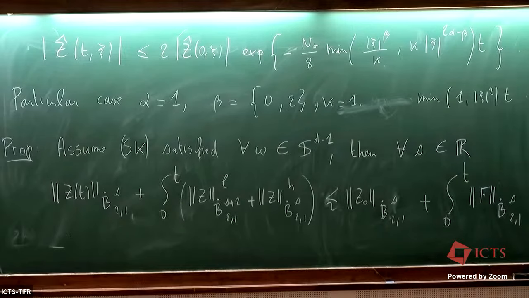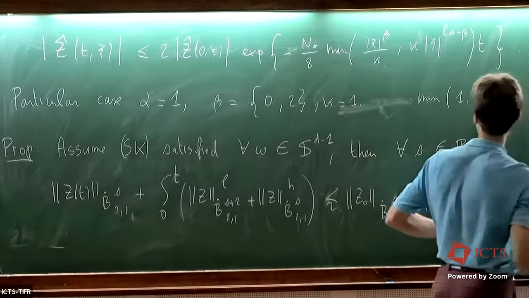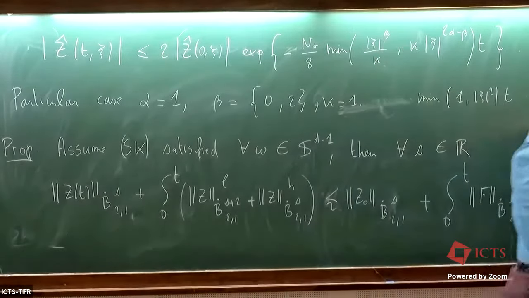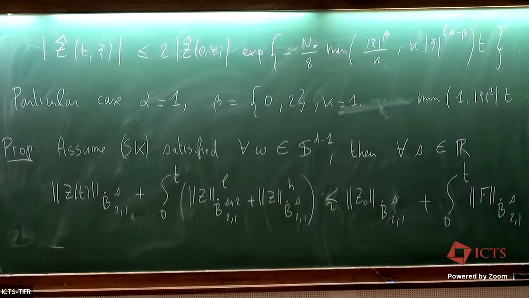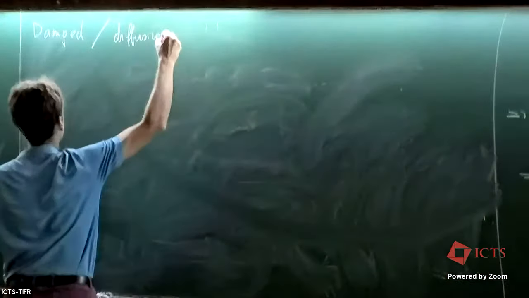The answer is yes, if you make some more hypotheses. I will give an example of hypotheses that work. Certainly, they're not the most general ones that you can do, but at least. So let's call it the damped mode, or damped or diffusive, because it depends. Damped is the right terminology if beta equals 1. Otherwise, it would be better to call it diffusive.